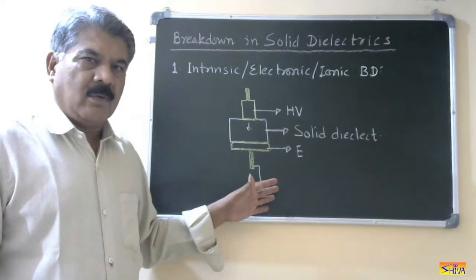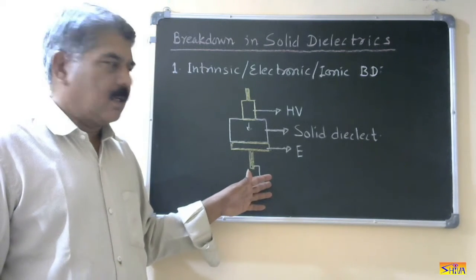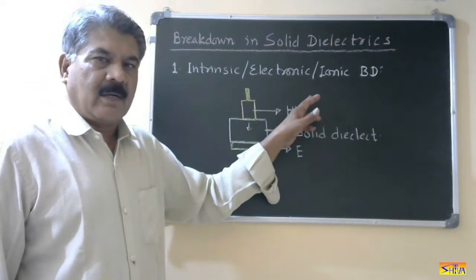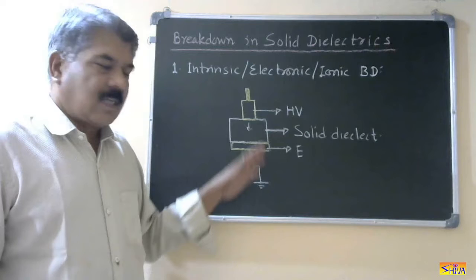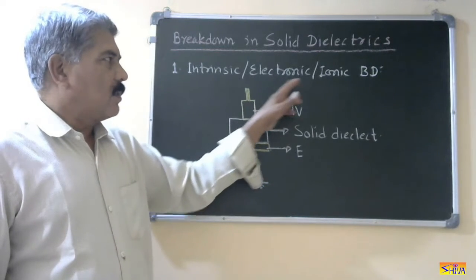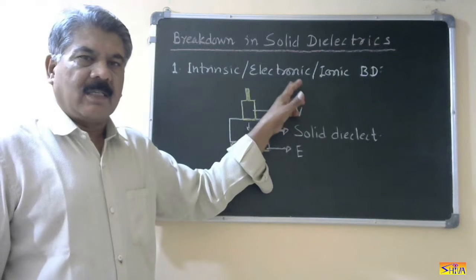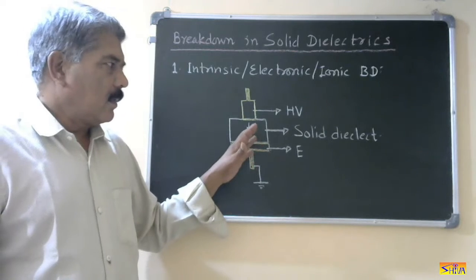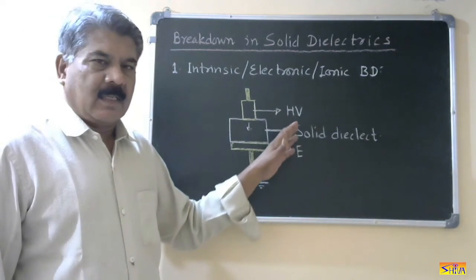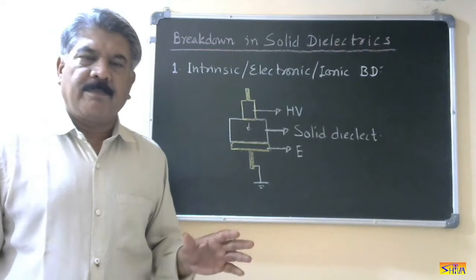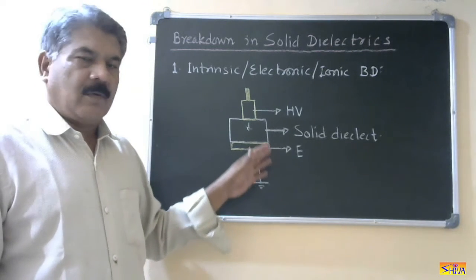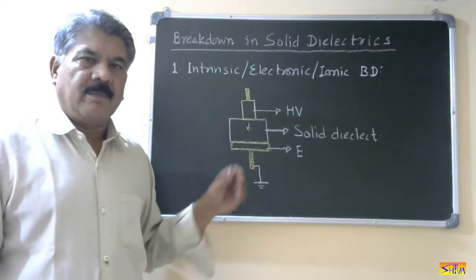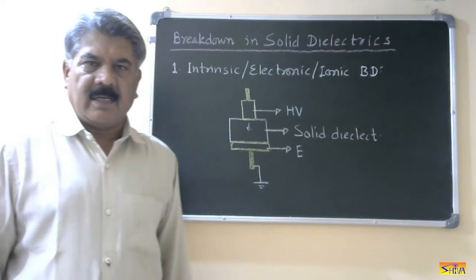Now this type of breakdown basically depends on the molecular structure of the dielectric. Therefore it is called the intrinsic breakdown mechanism. This type of breakdown mechanism occurs due to electrons or ions. Therefore, it is also called electronic or ionic breakdown. This is the breakdown mechanism we normally consider for pure dielectrics and when applied voltage is very, very high, and it basically depends on the molecular structure of the dielectric.